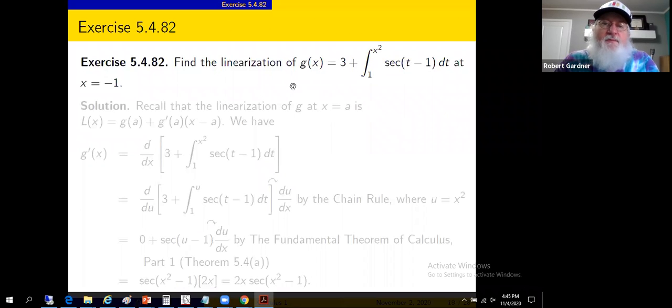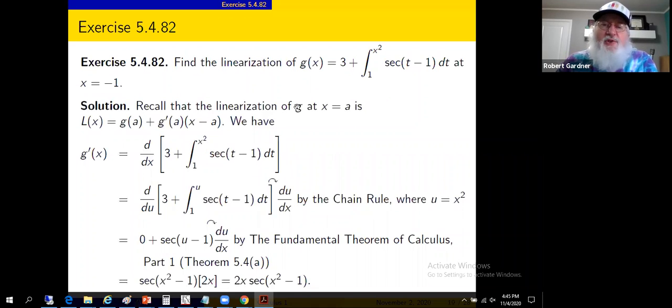Let's do another one. Find the linearization. Okay, we're moving through the higher numbered questions now. Find the linearization of this function at x equals -1. And the function g is given in terms of a definite integral. We'll have to differentiate that function, and that'll take the fundamental theorem of calculus, part 1.